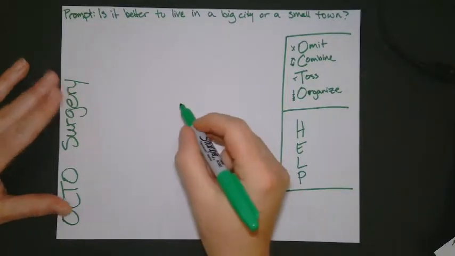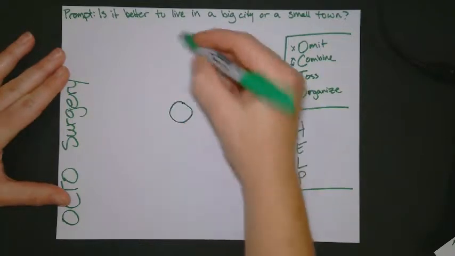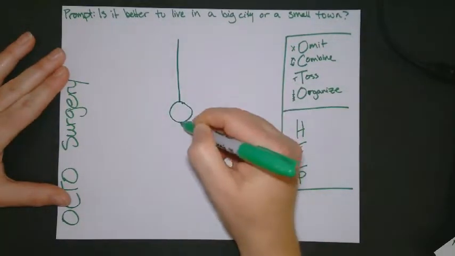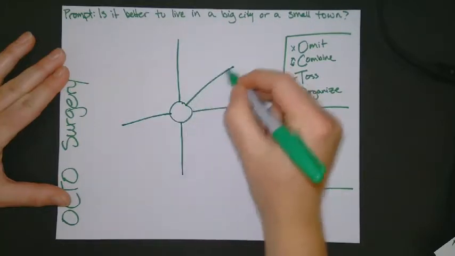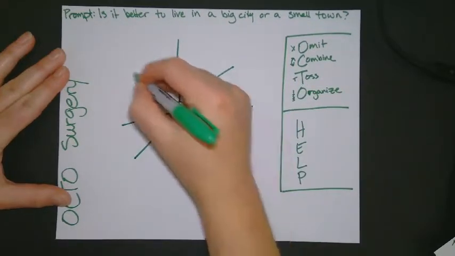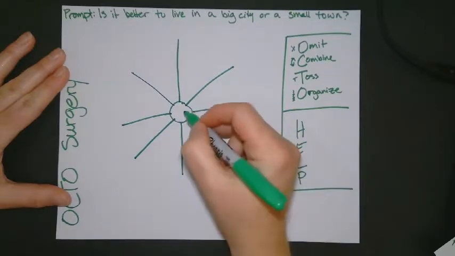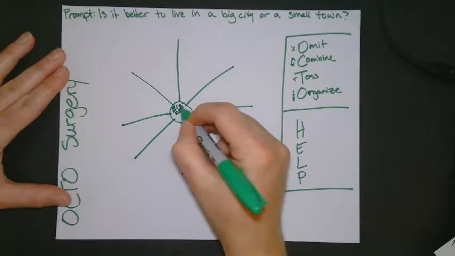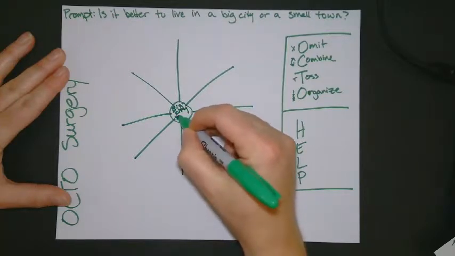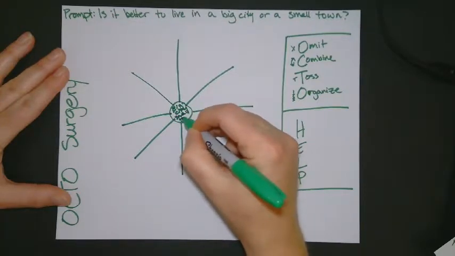So I'm going to start by drawing, some people call this an octopus or a sunshine or whatever you want to call it, but we're going to draw a circle with 8 arms extending out from the center. In the middle, we're going to put our topic. So here we're talking about a big city. Probably should have made that a little bit bigger. Big city, small town.